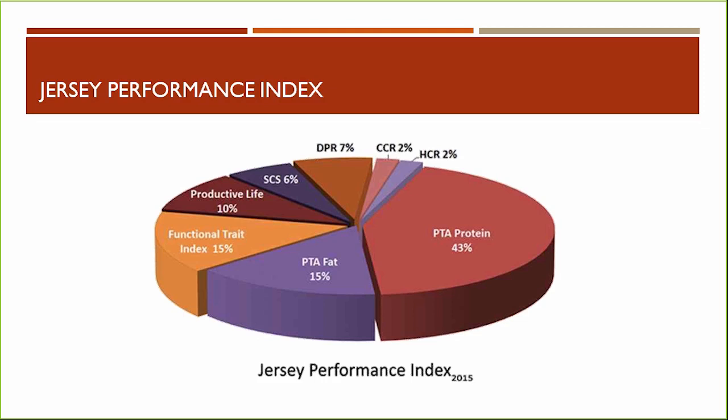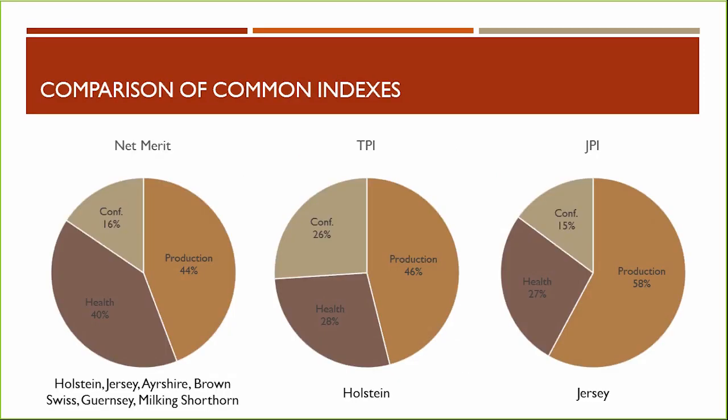However, if you compare TPI to either of the other two, they weight conformation traits more heavily. So big picture, if you break all of those components down into similar categories, this is how they're both similar and different from one another. Under net merit, I have down Holstein, Jersey, Ayrshire, Brown Swiss, Guernsey, and Milking Shorthorn. These are the breeds that the CDCB currently has enough animals in their database to generate genetic evaluations for.